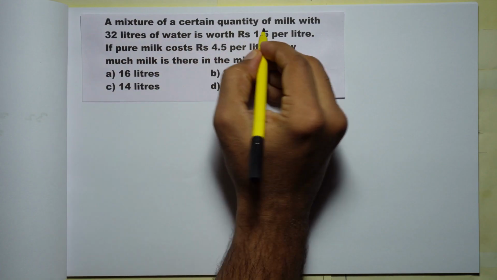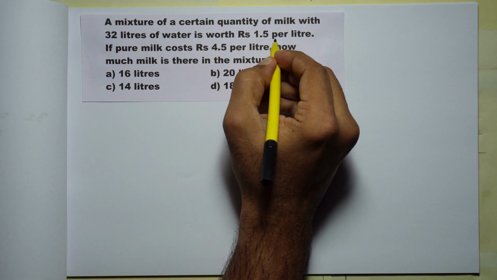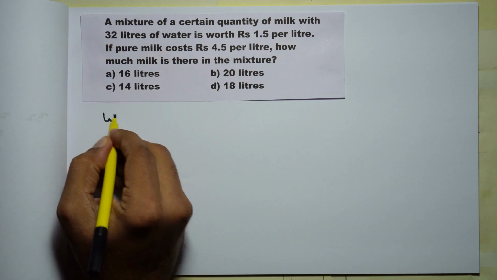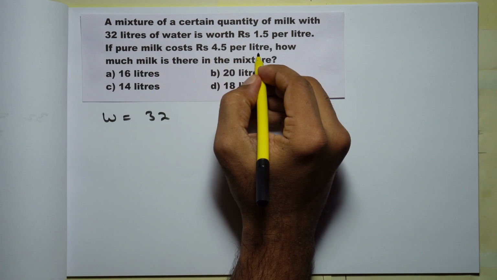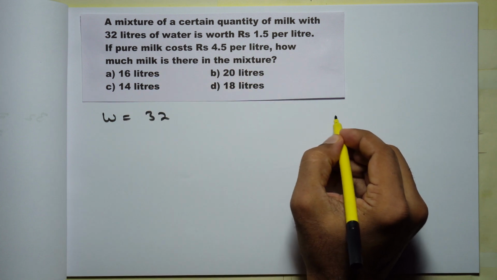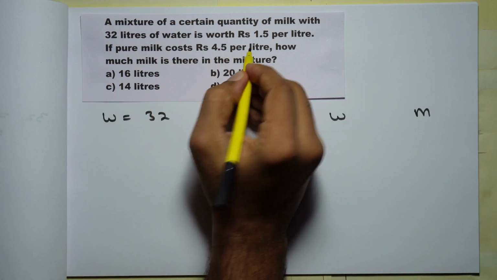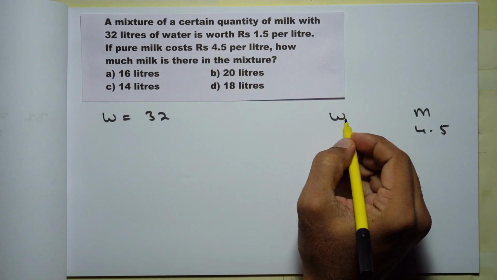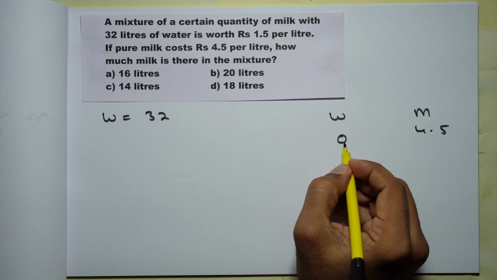A mixture of a certain quantity of milk with 32 liters of water is worth rupees 1.5 per liter. So amount of water is 32 liters. If pure milk costs rupees 4.5 per liter, how much milk is there in the mixture? So you're forming a solution which consists of water and milk. And pure milk costs rupees 4.5 per liter. Now price of water is not given. When the price of water is not given, you have to assume that it is rupees 0 per liter.